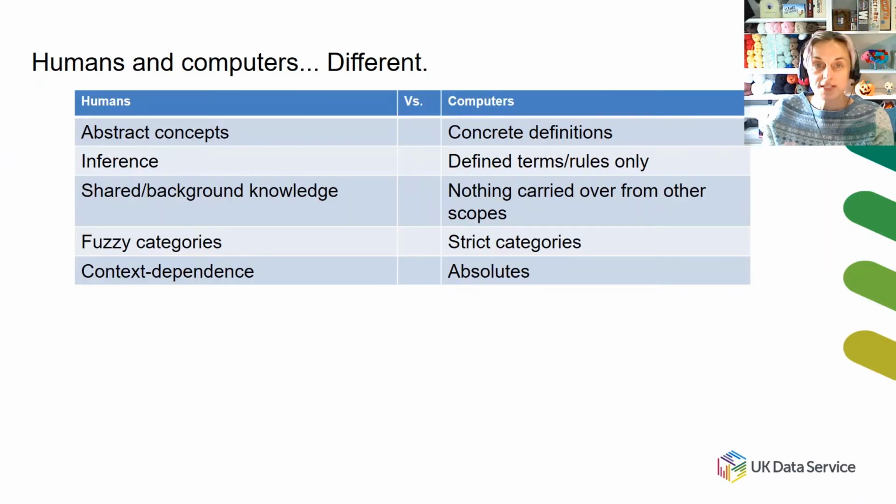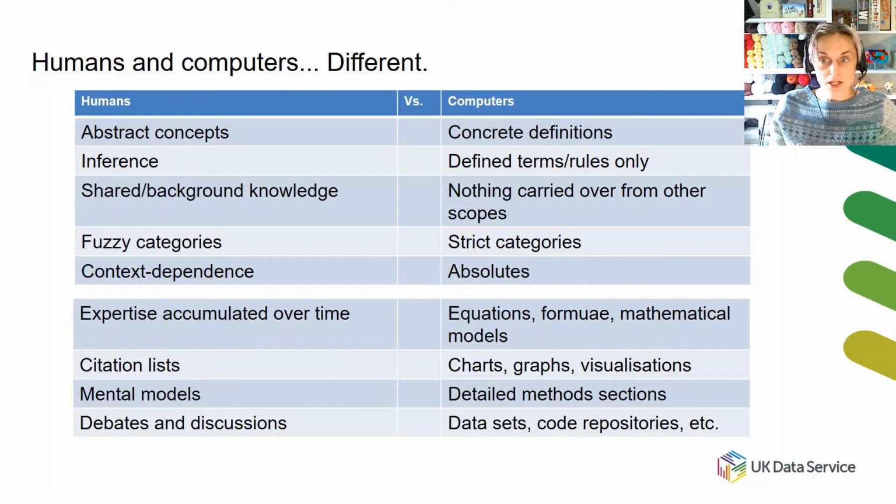And we'll just break down why it's different. So humans have abstract concepts, inference, shared background knowledge, fuzzy categories, context dependence. I won't go too much into this, but that example shows how humans and computers think differently. Computers, concrete definitions, they only use things that you have defined. Nothing carries over from one scope to the next. Strict categories, it's absolutes. This comes out a little bit in how we have to give instructions about things.